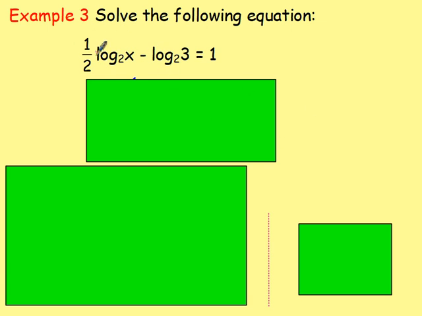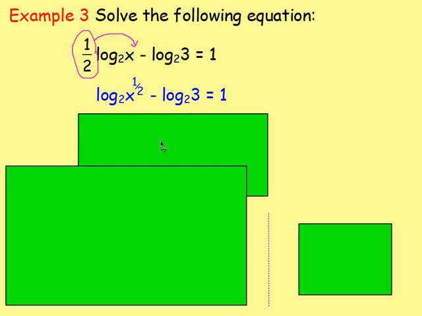So what could you do with this half? First of all, what would you have to do? Good, you're wanting to move that up and make that an index on the x, so it'll be x to the power of 1/2. So apply that rule. So you've got log base 2 of x to the power of 1/2, take away log base 2 of 3 equals 1.